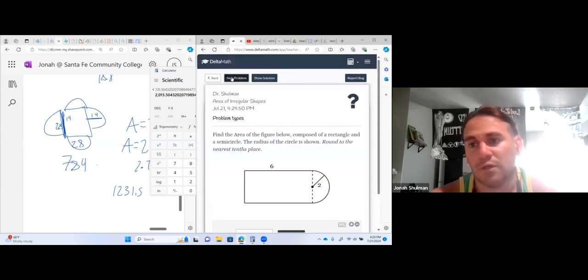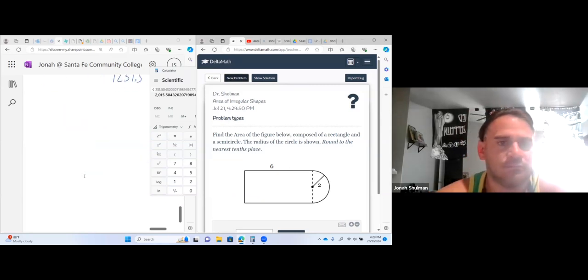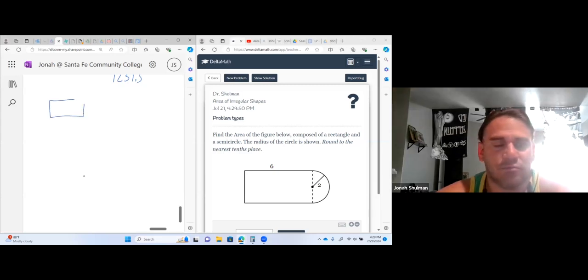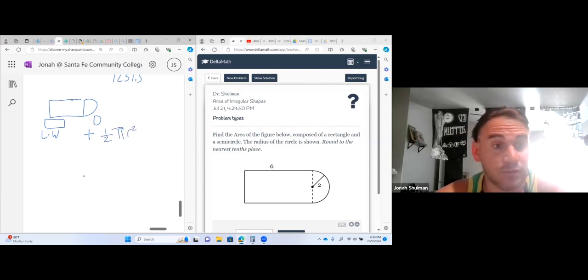Whatever one's next. This is an easy one, okay? It's 6. This one's just rectangle plus semicircle. So we know it's going to be length times width plus, so it's the box plus the half circle plus 1/2 pi r squared. It's been a while for me doing these. So it's 6 for the long side, but we don't have the height. I know this half is 2, so the whole thing has to be what? 4. We got to double it, so it's 24.